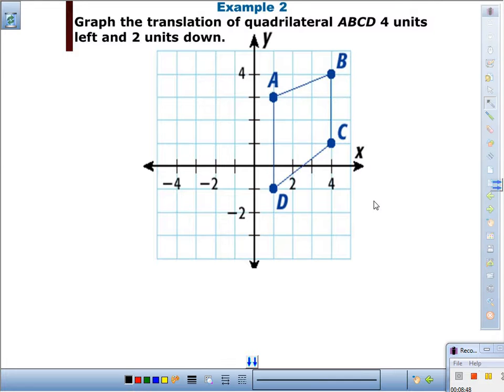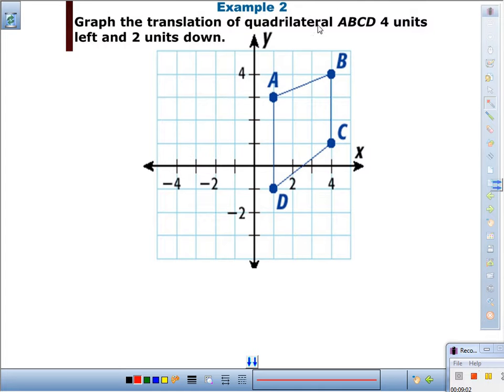So there's two ways of doing this translation. Look up to the screen, please. Writing utensils down. The first way, I can go point by point using the instructions that they give me.